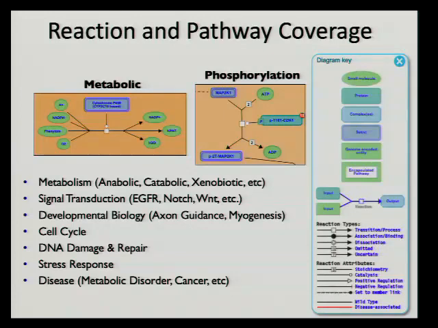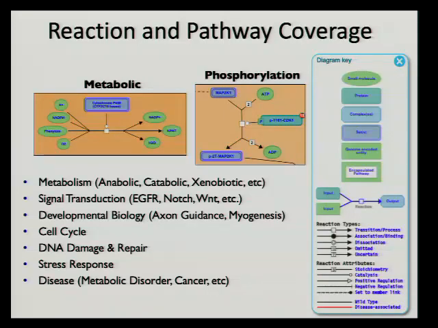The flexibility of our data model based on Reactome is very good. It allows us to describe all different kinds of reaction types and pathways. For example, pathways can cover metabolism, signal transduction, developmental biology, cell cycle, DNA damage and repair, and also stress response. The data model can also annotate disease pathways. Currently we have annotated a lot of disease pathways.